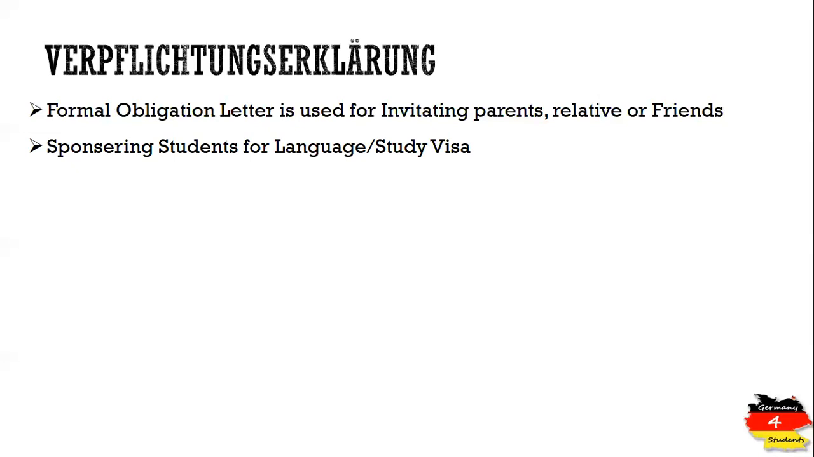And the second option for this is to get this Verpflichtungserklärung. However, this has to be taken by someone here in Germany. And this Verpflichtungserklärung will be sent to the applicant in the home country, and he has to show this as a proof that someone is taking responsibility for sponsoring the student or the applicant. So it can be used for inviting parents, relatives, or it can be used to sponsor students.